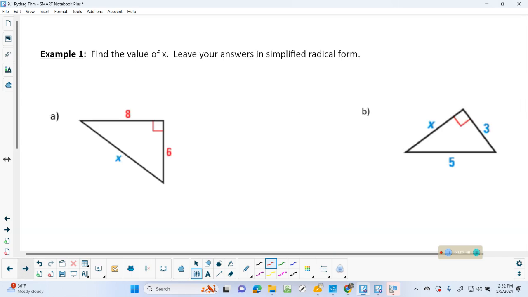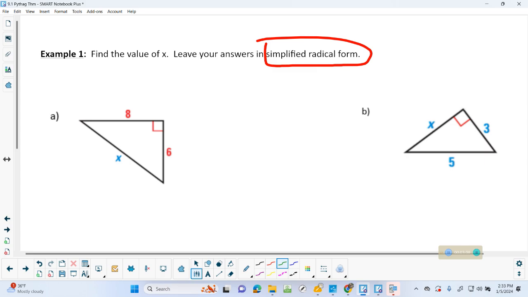So, find the value of x. Leave your answers in simplified radical form. So, simplified radical form, directions. Yeah, we just talked about directions. That means I want them in square root style like you were doing yesterday. I don't want a decimal. I want it like 5 square root of 7. That style of answer.